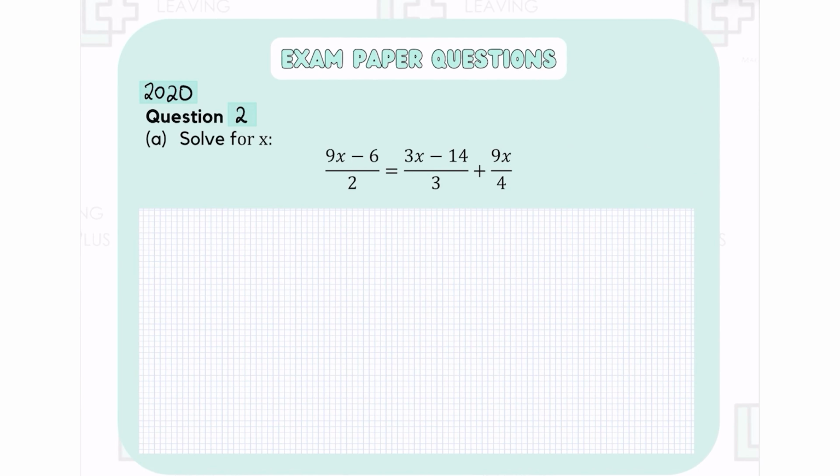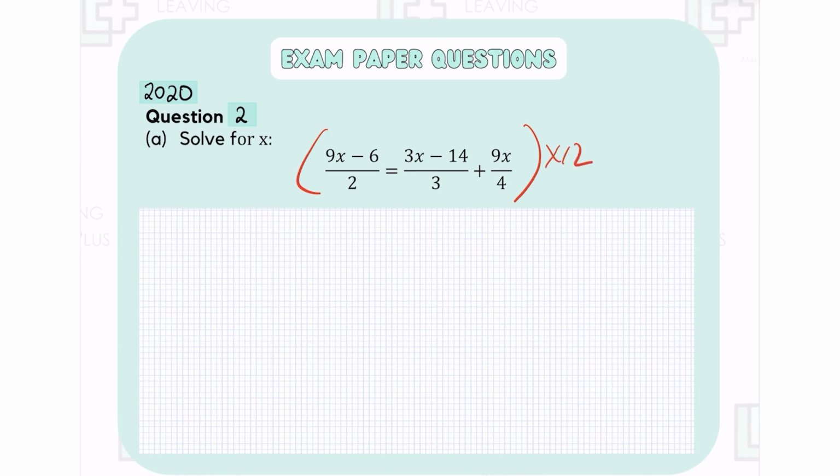So like in the last 3 questions, I'm going to pick a common denominator for 2, 3 and 4. So 2, 3 and 4, what do they go into? So 6, no, that's not good. 12, we're going to pick 12. So we're going to multiply both sides by 12.